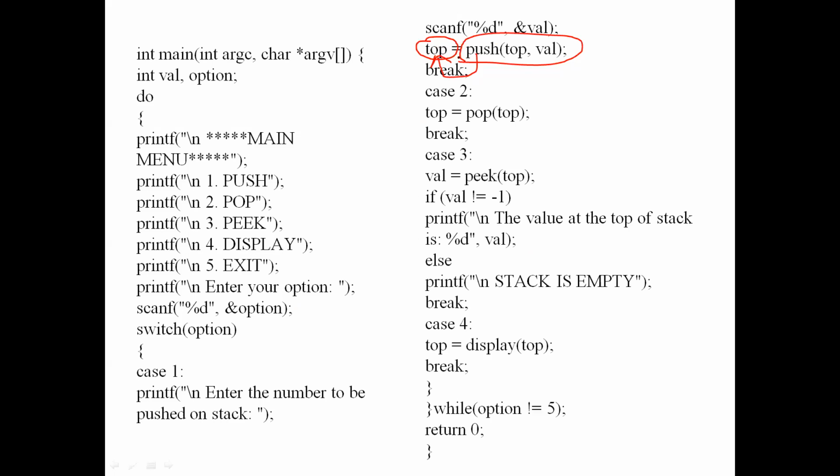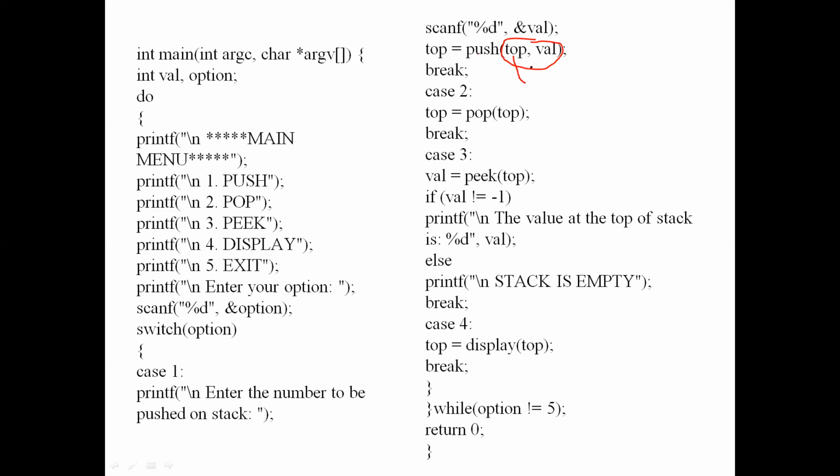Then next, what is the argument it is taking? It is taking top. Top is a pointer variable. It is having some value, right?